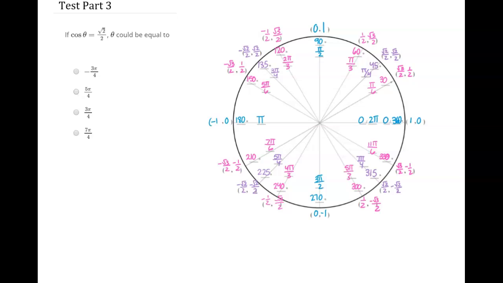So let's look at where the x value, that's what cosine is, is square root of 2 over 2. Looks like that occurs here at pi over 4, and here at 7 pi over 4. Well, looking at our answers, pi over 4 is not an option, so that's not it. 7 pi over 4 is, so that must be our answer. Keep in mind I would never put pi over 4 and 7 pi over 4 as answers because they're both equally correct.